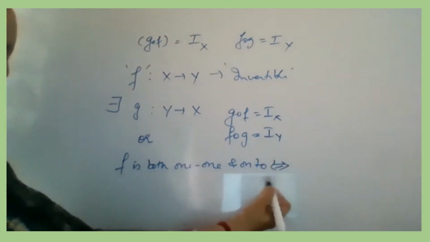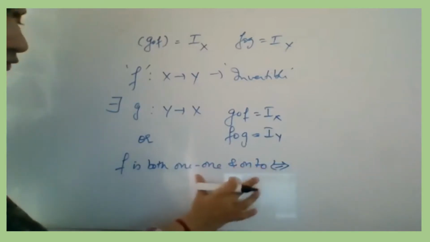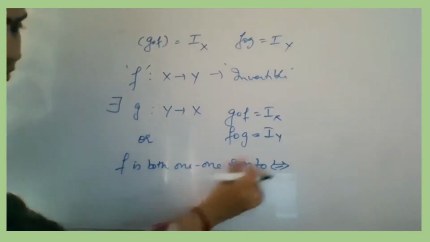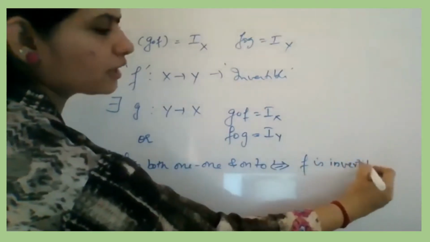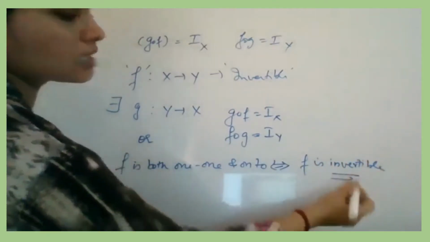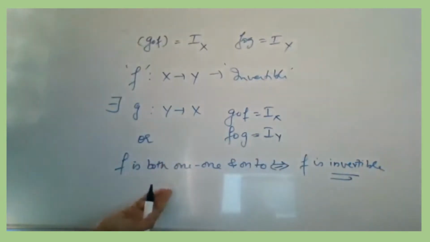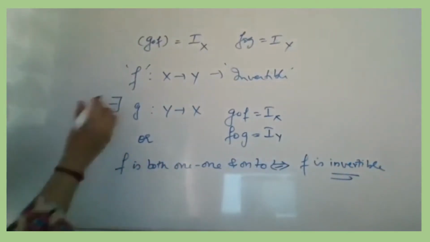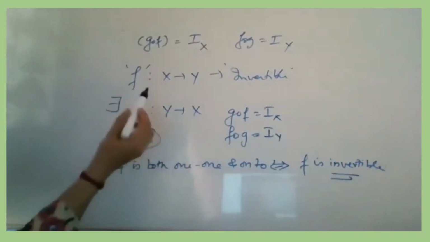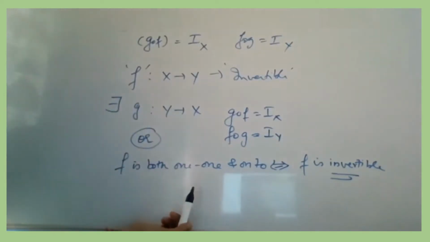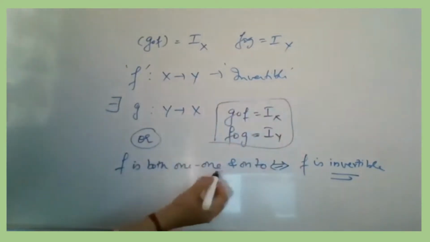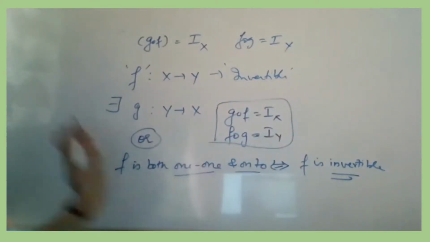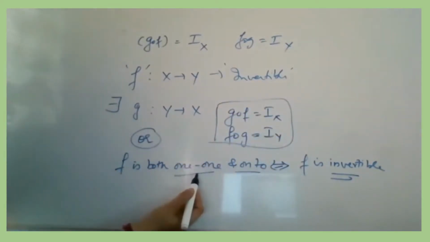That means it is an if and only if condition. If f is both one-one and onto, then it is invertible. And if you are able to show that it is invertible, then you can directly say that it is both one-one and onto. Okay, so you have two options for showing the function to be invertible. Either you can use this composition definition or you can use this one-one and onto, because in earlier exercises and problems you have done one-one and onto.